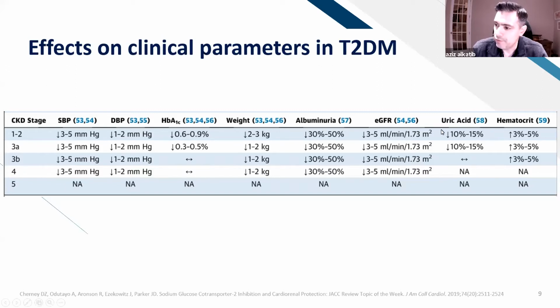Another nice effect is that there is a lowering of uric acid levels. You'll remember that with loop diuretics, which are commonly prescribed in heart failure patients, that can lead to hyperuricemia and over time potentiate gout attacks. The SGLT-2 inhibitors avoid that potential complication.